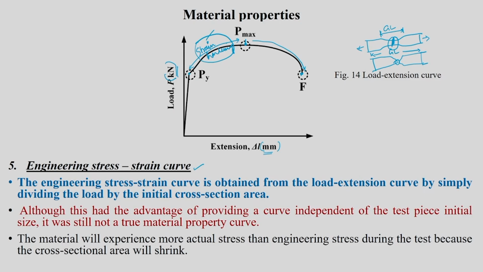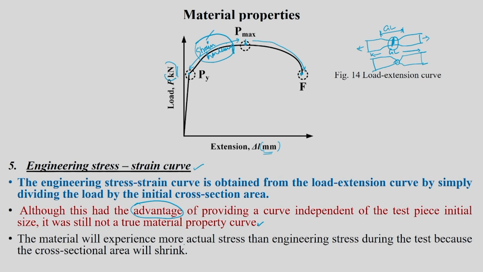Although this has the advantage of providing a curve independent of the test piece's initial size, correct. Now, same material, different dimensions: you can have a common engineering stress strain graph just by normalizing it, dividing it with respect to the initial area of cross section. That is the advantage it has. Though this is the case, it is still not the true material property curve. The true material property curve will come in the next stage.